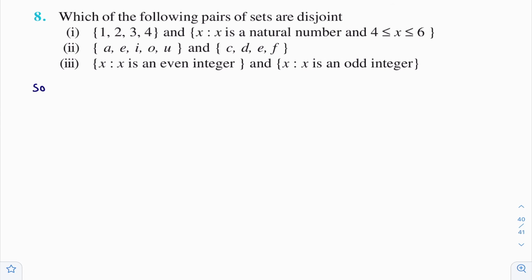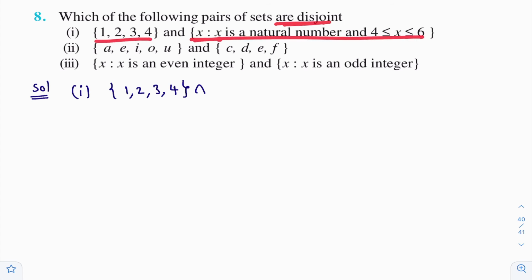Okay, so here we'll start the solution. To identify whether these two sets are disjoint or not, if both the sets are in roster form, it is easy to decide. So I'll try to write both the sets in roster form. The first set is already in roster form. Roster form means all the elements are listed separated by commas: 1, 2, 3, 4. To say whether they are disjoint or not, I need to calculate the intersection of the given sets. If the intersection is the empty set, then we say that they are disjoint. Otherwise, we will say that they are not disjoint.